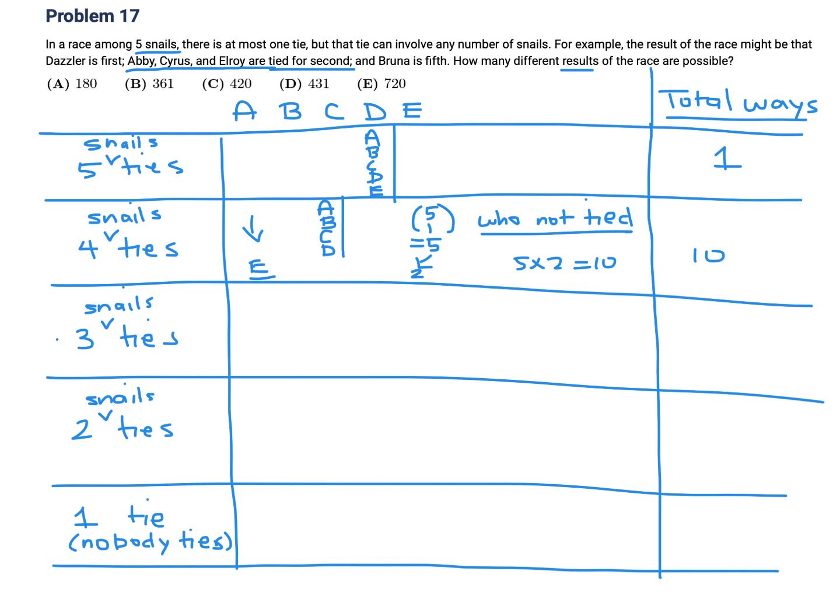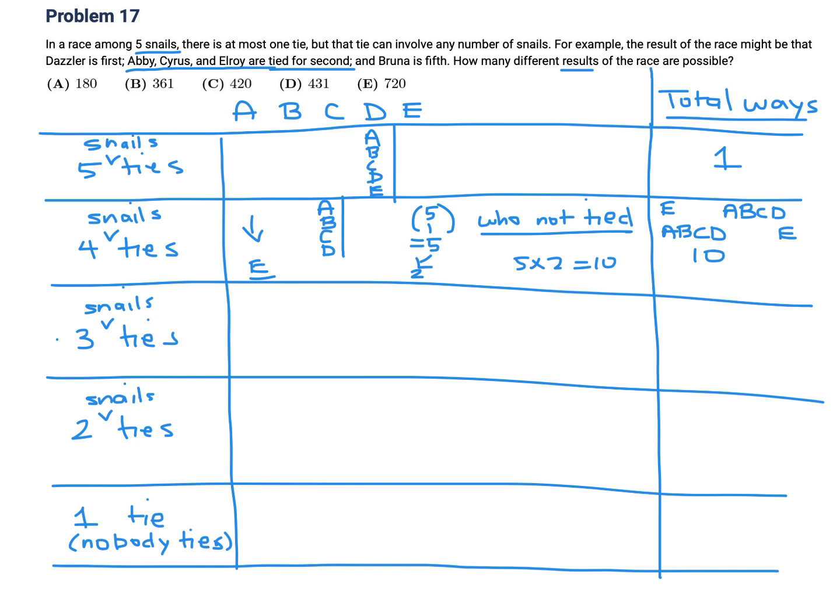Right? So for example, you could have E come last, and then A, B, C, D. Or you could have A, B, C, D, those 4 guys tied, and then E actually won the race. Okay, next one.